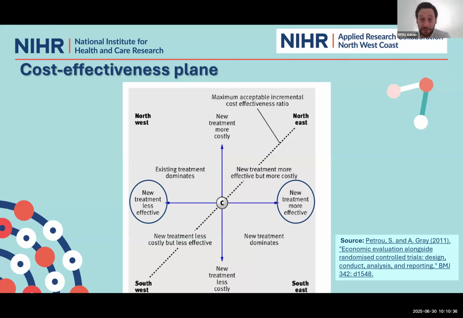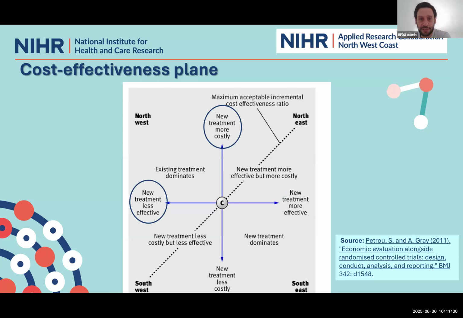Now you've got these two axes. These two axes divide the plane into four quadrants, and you can see the four quadrants there: northwest, northeast, southeast, and southwest. Each quadrant represents something in terms of interpretation of what's going on in the comparison between the new treatment and the existing treatment. So let's have a look at the northwest quadrant first.